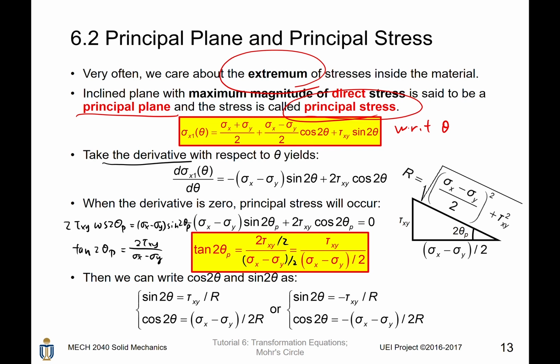Next, we want to solve for the stresses. Still recall that we are going to find the principal plane and the principal stress. Therefore, we want to solve for theta and the stresses. However, for tangent 2 theta p, we can decompose it into sine divided by cosine, right? But for sine divided by cosine, there are two forms that you can write. One is that both of them are positive. Another form is that both of them are negative. So note the difference in sign.